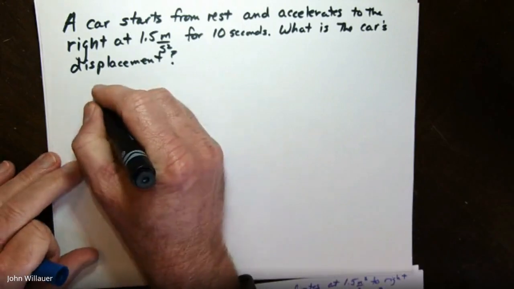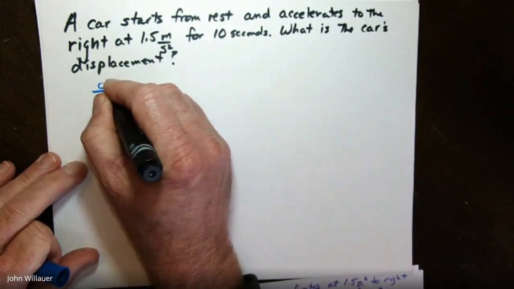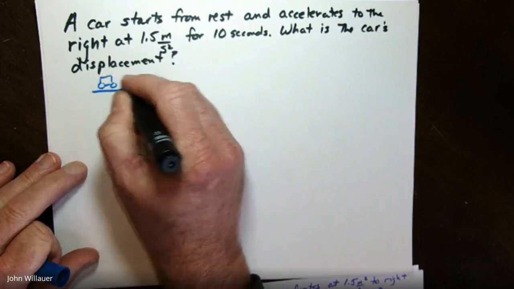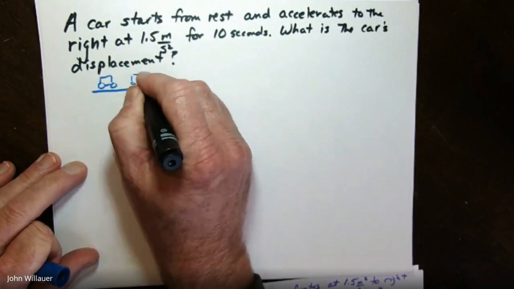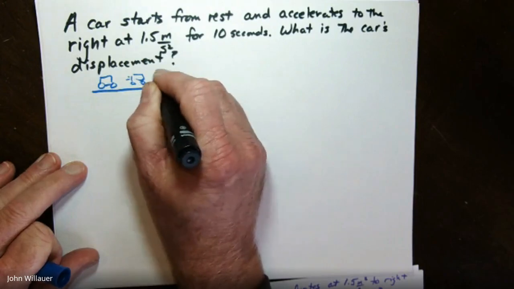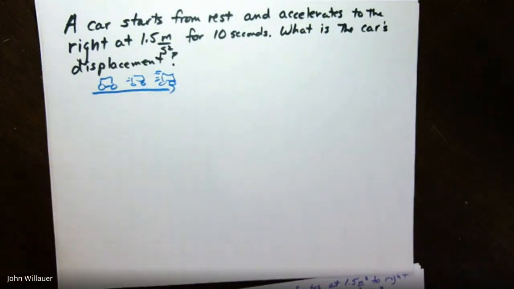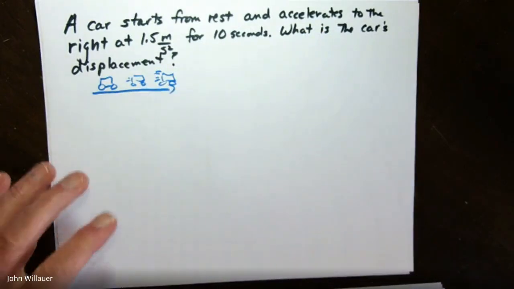Let's try it. First thing, we'll draw a picture. Car is going in this direction. Okay, starts here, and then I'll just draw it this way, goes faster, and then by the end of the 10 seconds, it's really flying along because it's accelerating. So there is my picture. So that's good. What's the next thing we do?